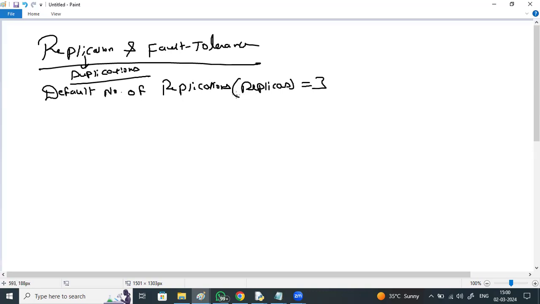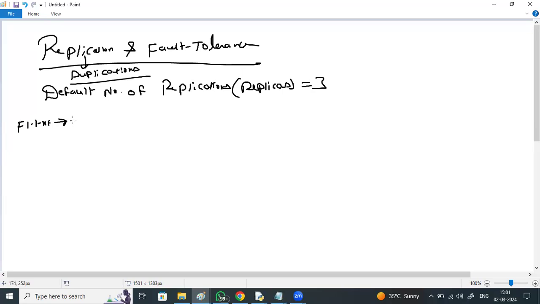Default number of replications, replicas, is 3. In Hadoop, the default number of replications or replicas is always 3. You have a file f1.txt, and the file size of f1.txt, right?